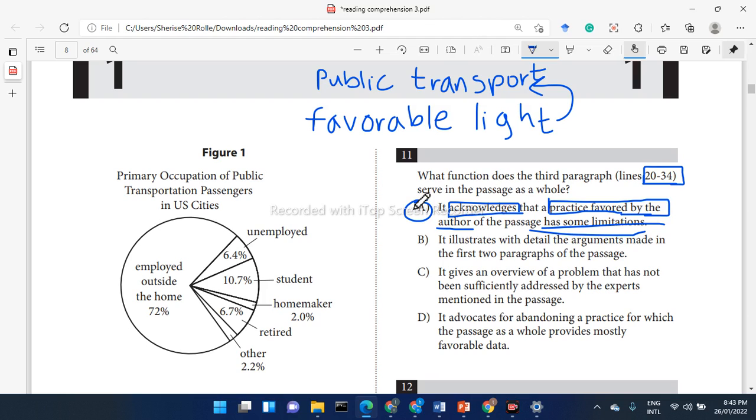I almost went with C. But the problem with C is that, look, it says it gives an overview of a problem that has not been sufficiently addressed by experts mentioned in the passage. I think it would be between C or A.